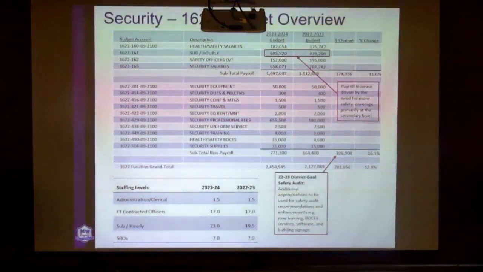So it runs the gamut. Joe and I have discussed these things, an alarm system where people could have a fob and they could set the alarm off, or have this on their phone. So there's a lot of different things. And again, it goes to the feasibility of some of the recommendations, the cost of some of them, the effectiveness of the recommendation.